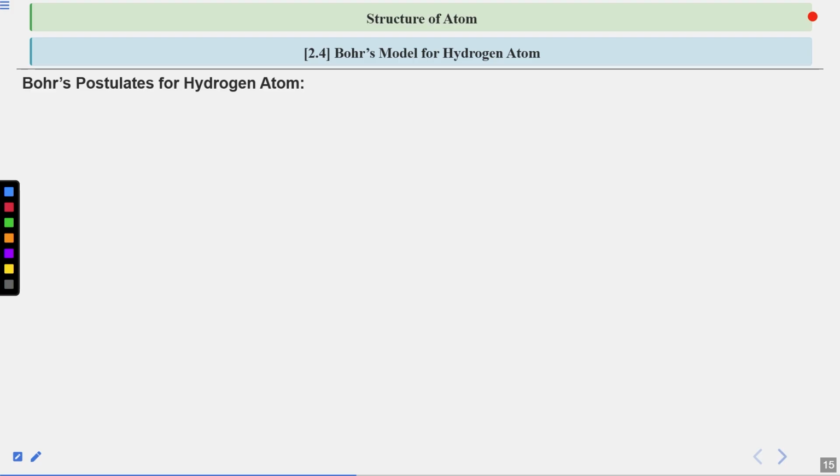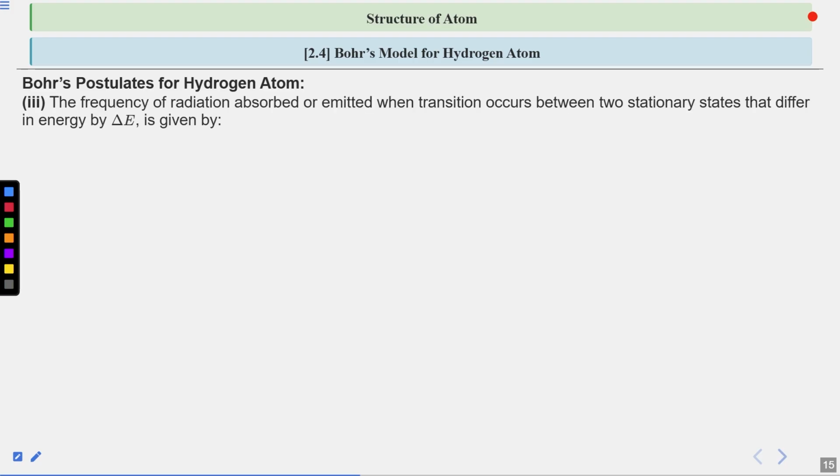Now, what was the third postulate? So suppose during the transition, it will emit or absorb energy. Now, what will be the frequency of that light that is emitted or absorbed? It is given by nu equals delta E by h. So suppose during transition, if it is going from a lower energy state to a higher energy state, it will absorb energy. Or if it is going from a higher energy state to a lower energy state, it will emit energy in the form of electromagnetic radiation. And what will be its frequency? It will be delta E by h. We know that E equals h nu is the formula for the energy of the radiation. So from there it is coming.